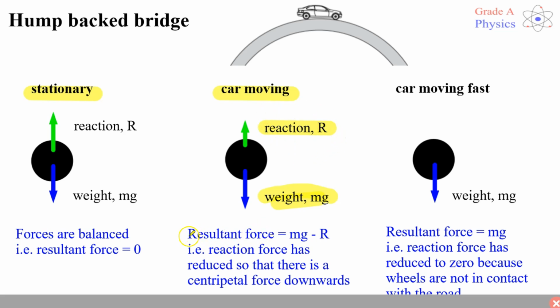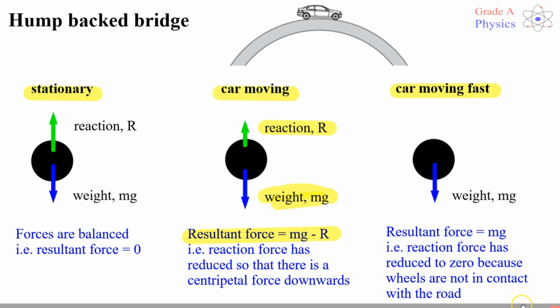So now the resultant force is the combination of these two: mg take away the reaction force. So it's part of the weight which is providing a centripetal force downwards, and that must be there because the car is following a circular path, moving in a circle. So it has to be part of the weight, or the weight take away the reaction force, which is providing the centripetal force.